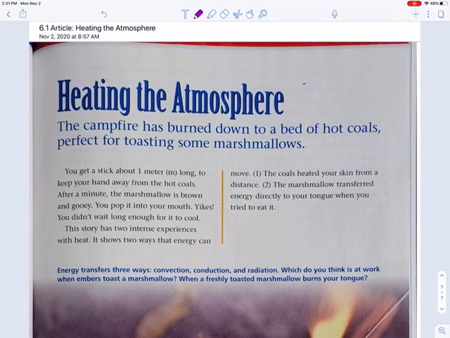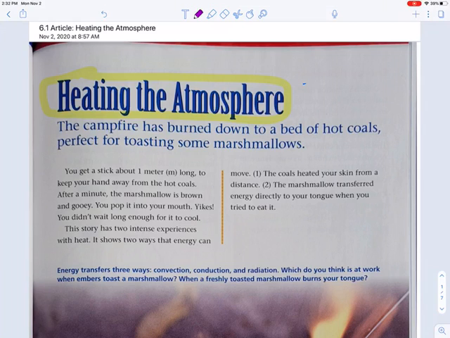Good afternoon, 6th grade. Today we are going to practice being active readers as we read the article, Heating the Atmosphere. You should have found this in Google Classroom and sent a copy to Notability. I am going to model for you being an active reader for this article.